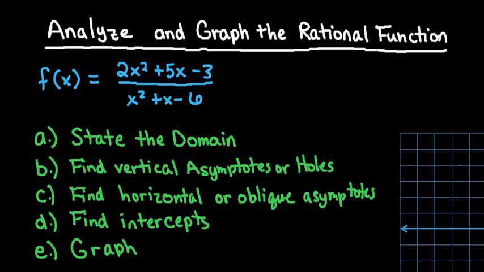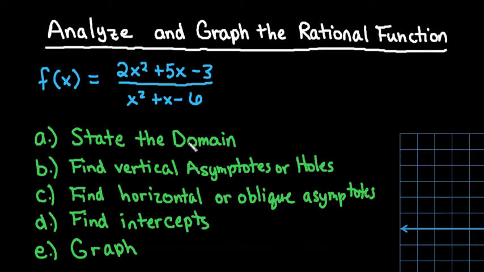Hi, for this video what I want to do is talk to you about how we can analyze and graph a rational function by hand. For this one, we have the rational function f(x) = (2x² + 5x - 3) / (x² + x - 6). In order to graph this easily, we want to look at a couple of things.